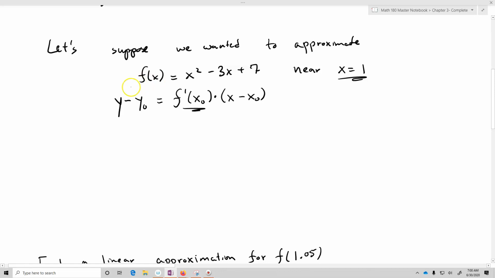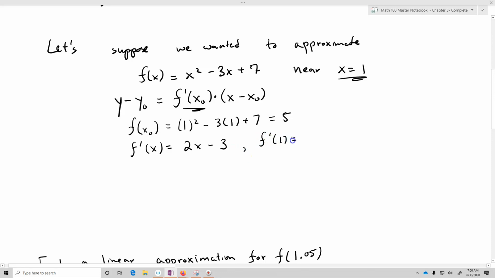So if we wanted to find that line of tangency, we'd first find f of x naught, which is our y naught, and that's going to equal 1 squared minus 3 times 1 plus 7. So that'll equal 5. And then we want to find f prime at x naught. So let's find f prime of x. That's going to be 2x minus 3. And so f prime at 1 is going to equal 2 minus 3, which equals negative 1.